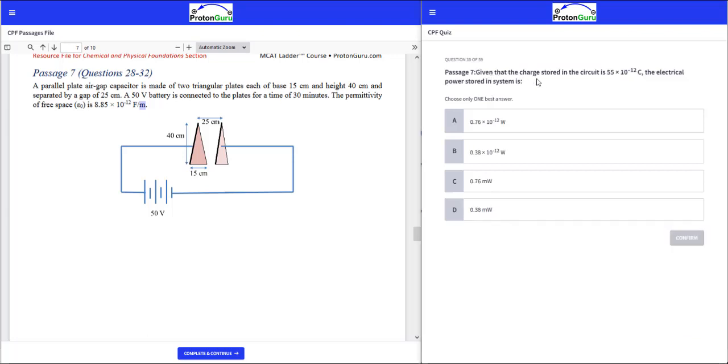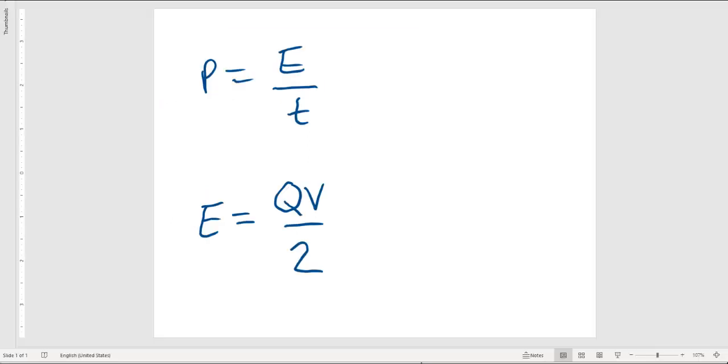Question 30, given that the charge stored in the circuit is 55 times 10 to the minus 12th coulomb, then the electrical power stored in the system is which of the following? And power is energy per unit time. This is where the time factor, 30 minutes, is going to come into play. The knowledge of capacitance, power, and energy we need is that power is energy over time, as we said, and energy is also equal to QV over 2.